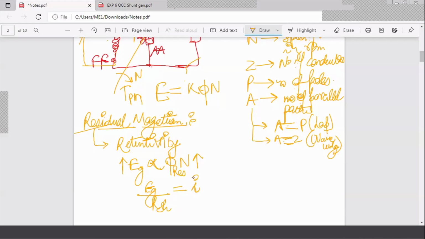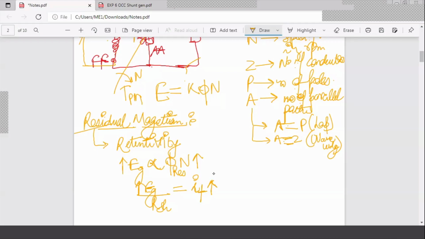This will be giving us a field current IF, and this increases because EG has increased now. Generated EMF has somewhat, there is some small amount of generated EMF because a small amount of residual flux is there. The machine starts rotating because of the prime mover torque. Generated EMF is produced small, but this small EMF divided by RSH, the resistance of this field winding, will produce some small amount of current.